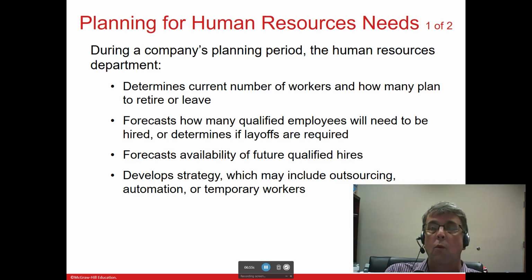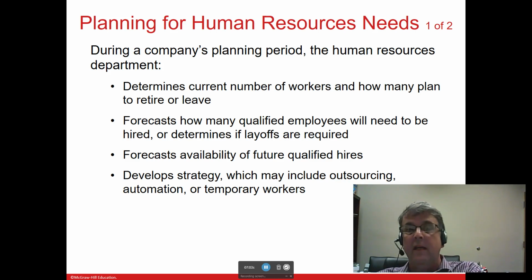So we want to be prepared for that and have people hired to replace those individuals as they leave. And oftentimes it's required to lay off employees. If business slows down or technology changes, oftentimes a firm may need to lay off workers. That's the job of human resources, to forecast the availability of future qualified hires. If someone leaves, are we going to be able to get somebody who's qualified in the future? And they develop strategy which may include outsourcing, automation, or temporary workers.